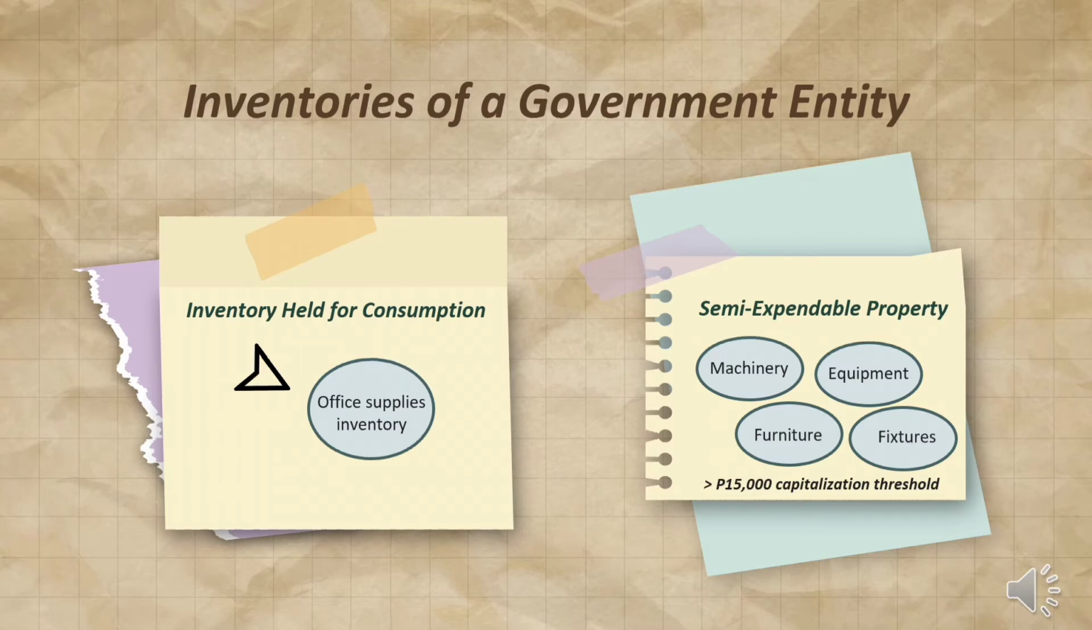So, it is considered as inventory of a government entity, more specifically, semi-expendable property. So, sa semi-expendable property, this could be again machinery, equipment, furniture, fixtures na hindi lalagpas sa 15,000 threshold. If lalagpas siya doon sa 15,000, makukonsider na siya as PPE.